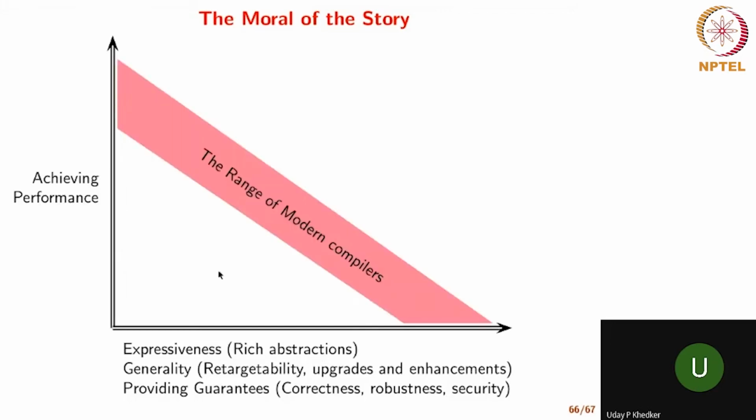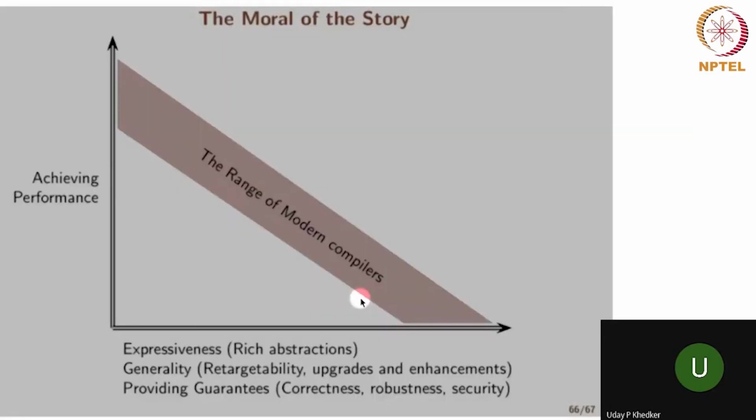So the range of modern compilers goes from here to here. Either you have compilers that provide great performance, but then expressiveness goes for a toss, because they would require the programmer to annotate the program with contracts or with statements about what side effects these functions may have. So then you are ditching expressiveness. You can't even give guarantees. So very few guarantees, but very high performance.